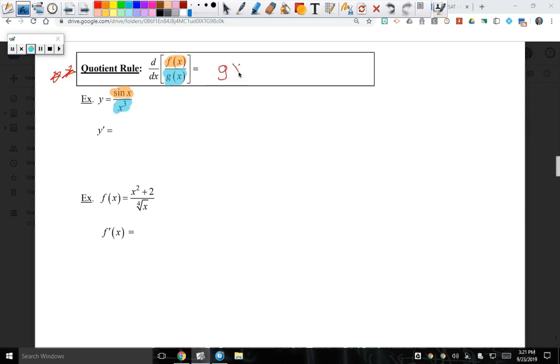The bottom is g of x. We're going to multiply it with the top's derivative. Then we're going to subtract the original top, multiplying it by the bottom's derivative. All over the bottom squared. Let me help you out. Just the bottom, not the derivative of the bottom. Just the bottom, not the derivative of the bottom, is correct.